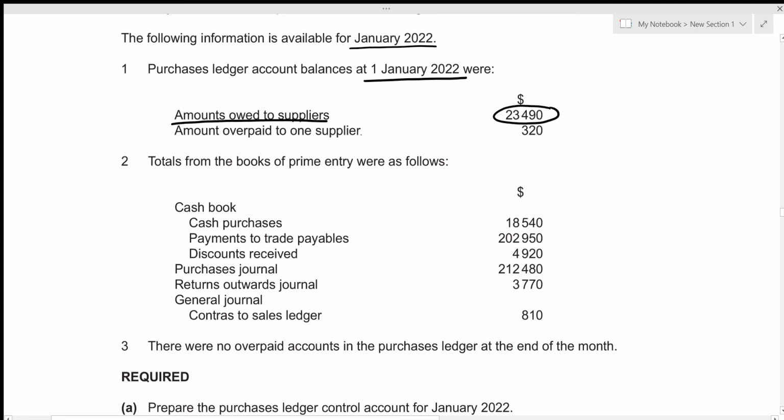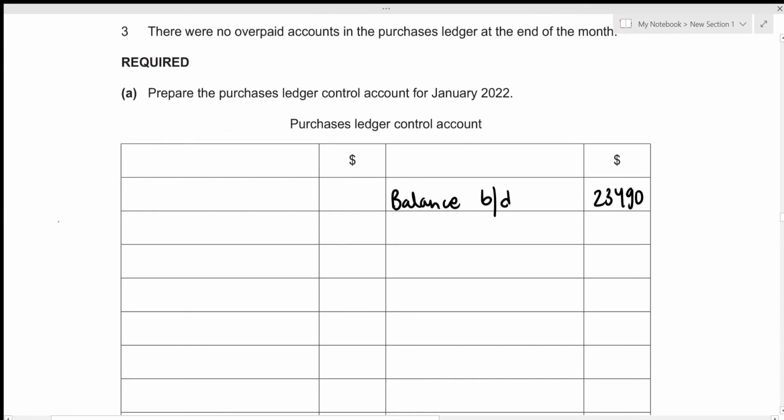Okay, we are also given another opening balance, amount overpaid to one supplier. So this amount overpaid actually decreases the balance on the purchase ledger control account, which means that this should be recorded on the debit side, and this amounted to 320. Again, since this is also an opening balance, this should be recorded under the heading of balance BD. So it's on the debit side under the heading of balance brought down with the amount 320.